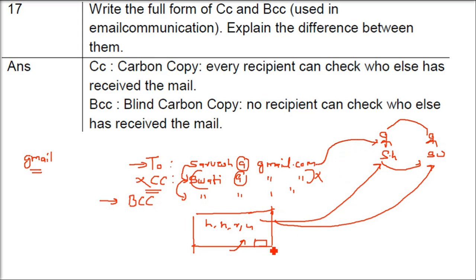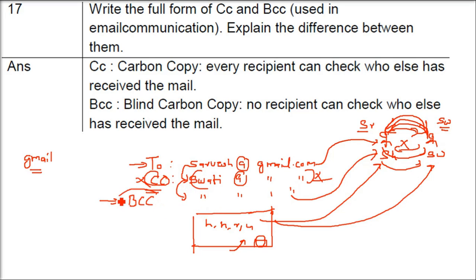Now when you send the same mail, it will go to both of these recipients, but Sarvesh and Swati won't be able to know that this mail is also sent to the other person. That is why it is called blind carbon copy. They both will not be able to see who else has got this email. You can have multiple names here, not just one name. Even in CC and BCC, you can have multiple names.